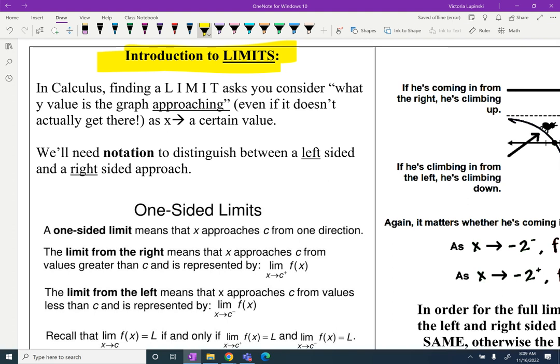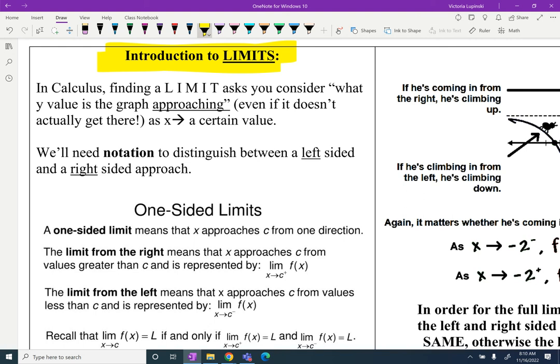So this is a very brief introduction to limits. You guys are going to have a whole chapter on limits at the end of the year. It's the last thing we'll end with and the first thing we'll do next year. But because of what we're doing right now with these rational functions, with these asymptotes, the left side, the right side, it does make sense to talk about it now.